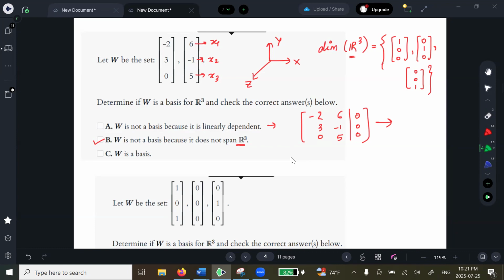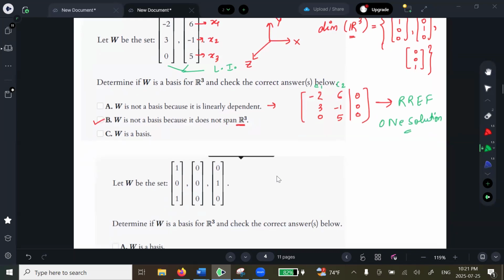Well, they are linearly independent, right? When I simplify them, when I find the RREF and solve for C1, C2, you will have one solution. So this is not true, because these vectors are linearly independent. So this is the correct answer. A little conceptual knowledge is key for this one, so make sure you read through the lines.